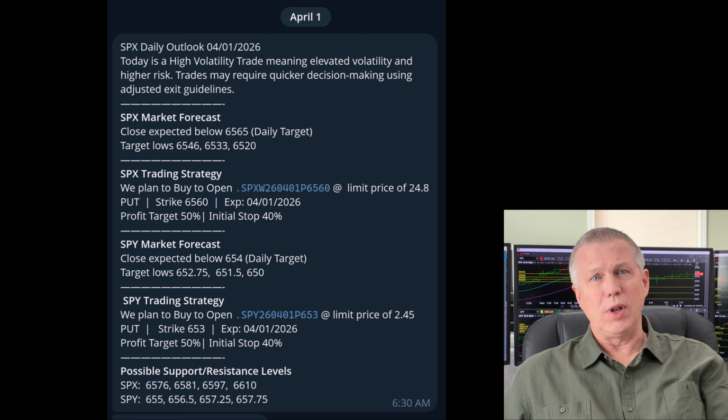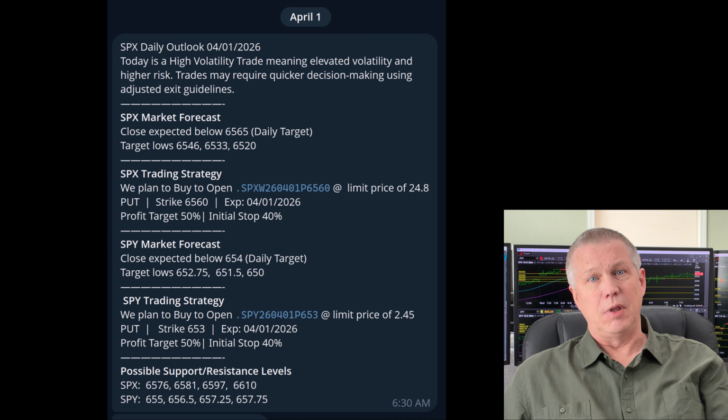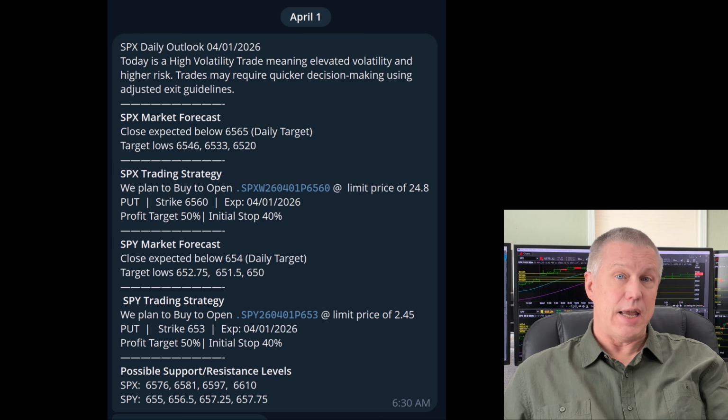This is from an actual trading day. Each trading day begins with a daily outlook. It's published shortly after the open. This is where the direction, key levels, and trade plan are laid out. Now, we trade both SPX and SPY options, and you can see both contracts are outlined here. The entry, stop, and target prices are all defined before the trade is ever taken.